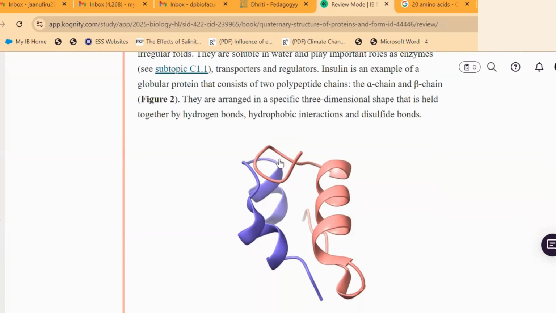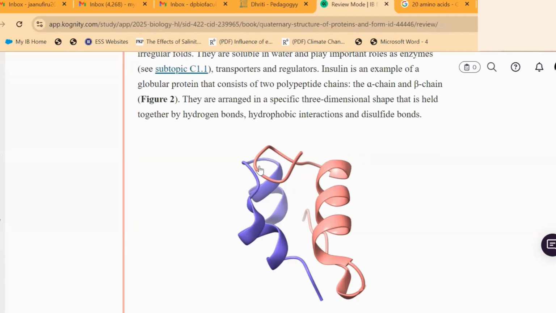And so here you have an alpha and here you have a beta, but they are arranged in a three-dimensional shape. Here you have all the bonds which we talked about in the three-dimensional structure. What are the bonds in the three-dimensional structure we talked about? Hydrophobic interactions, disulfide bonds. So again, this is determined by bonding and stuff. Why did this not become a quaternary structure, if you ask?